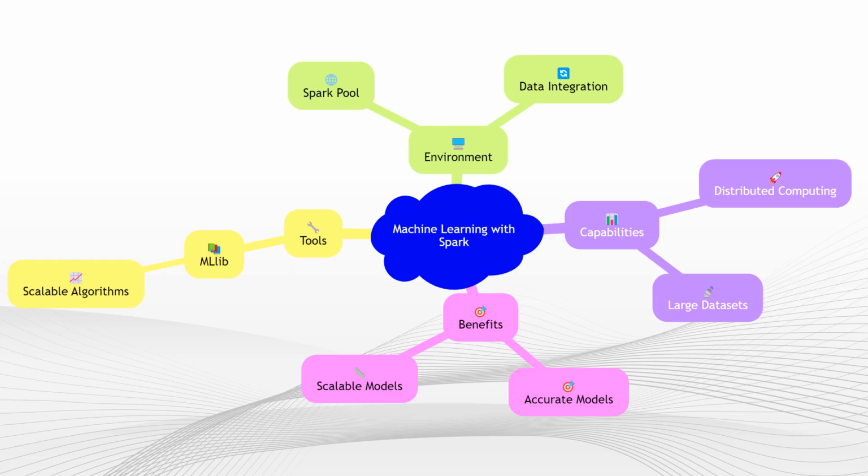With the Spark pool and data integration in place, you can start developing machine learning models. Apache Spark provides a rich set of libraries for machine learning, including MLlib for scalable machine learning algorithms. Using these libraries, you can build, train, and evaluate models directly within the Spark environment. Additionally, Spark's distributed computing capabilities enable you to train models on large datasets more efficiently. By leveraging Spark for machine learning, you can build more accurate and scalable models.